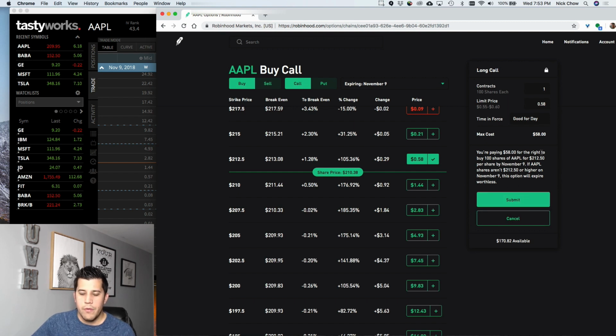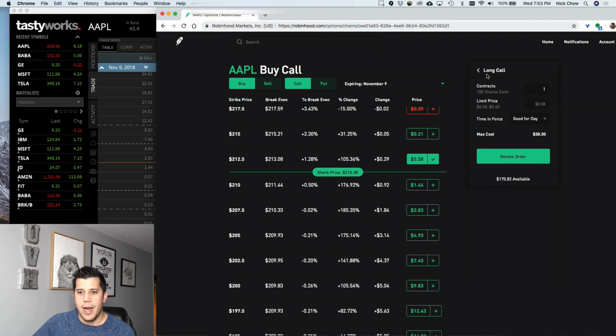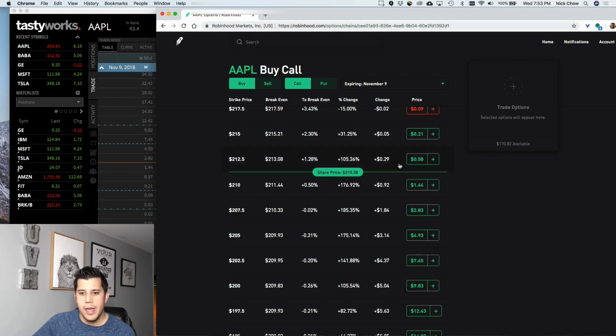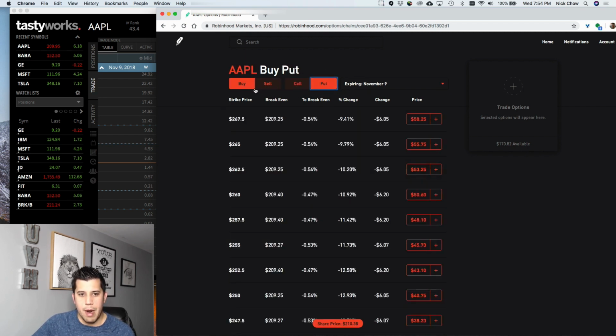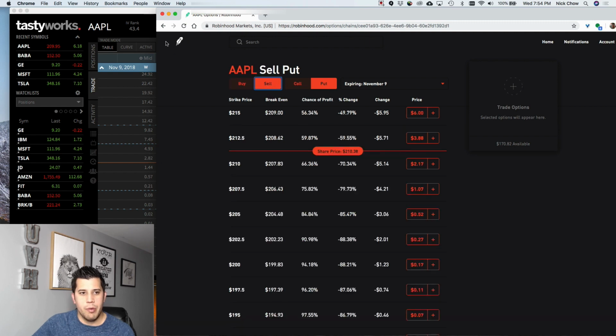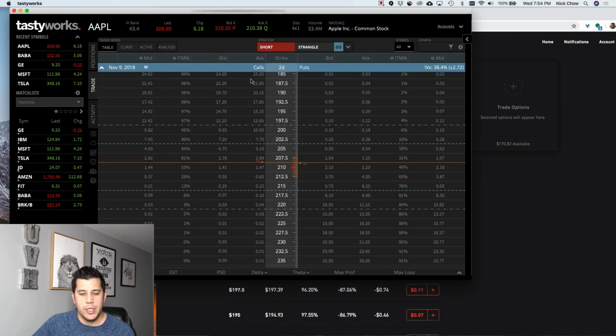For doing that kind of trade, it's actually not bad in terms of Robinhood. Very easy. You can see what you can do here: I could just buy the call, or I could buy a put, click on put, not a problem. It's pretty much the same in Tastyworks. This is split up: left side is calls, right side is puts.